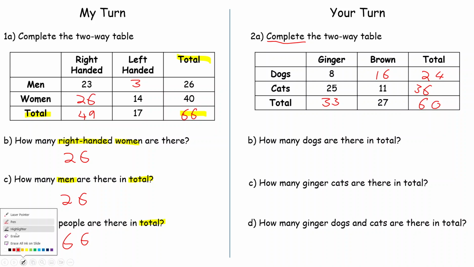Anyway, let's get into the questions. How many dogs are there in total? So we're looking at dogs. We're looking at the total, which is 24. So there we go. 24 can go down here.